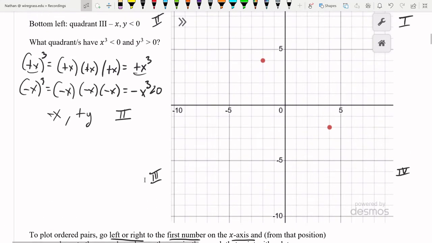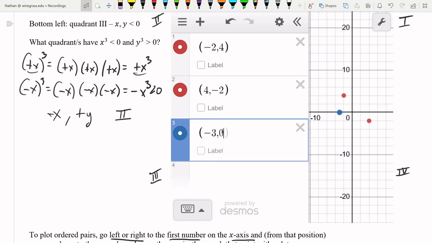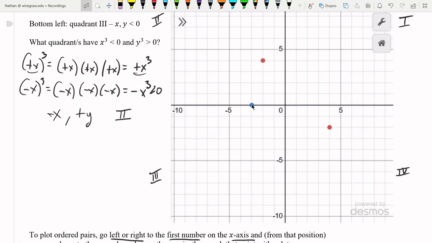Negative 3, 0. So negative 3, 0. Negative 3 is going to be right here on the x-axis. Always go left or right first. And then 0 means we do not go up or down at all. We just stay right there on the x-axis. So negative 3, 0 is right there. Mark that with a spot. Negative 3, 0. Just right there.